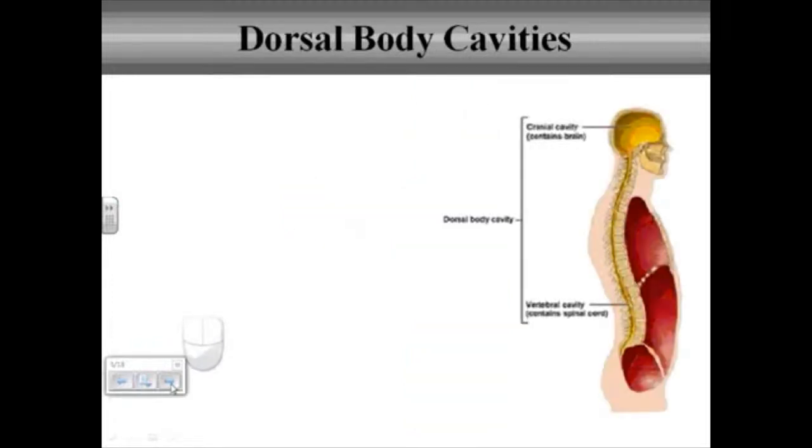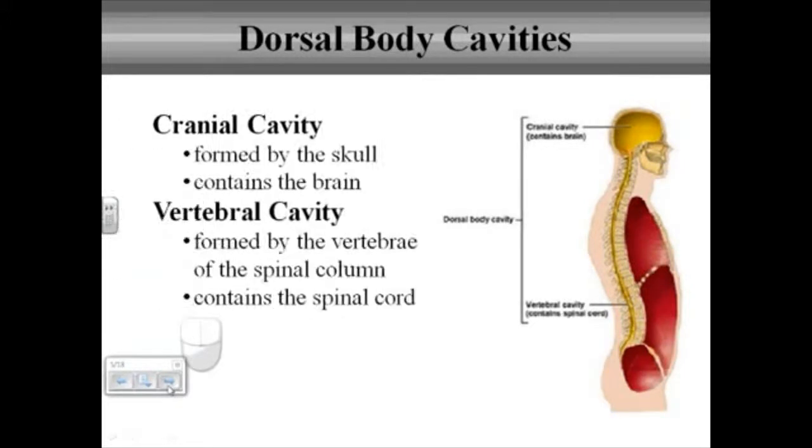We can then take the dorsal body cavity and divide it up into other cavities. So the dorsal body cavity contains the cranial cavity and the vertebral cavity. Obviously cranial, we're referring to the head, that's going to be the skull where the brain sits. And the vertebral cavity is the area where the spinal cord sits and it's contained by vertebrae. So you can see we have the cranial cavity versus the vertebral cavity.